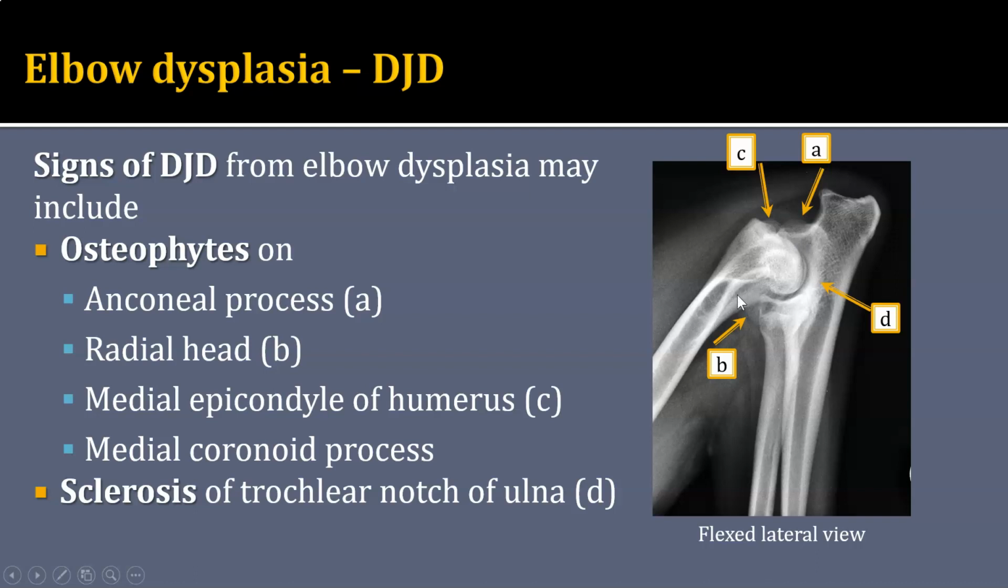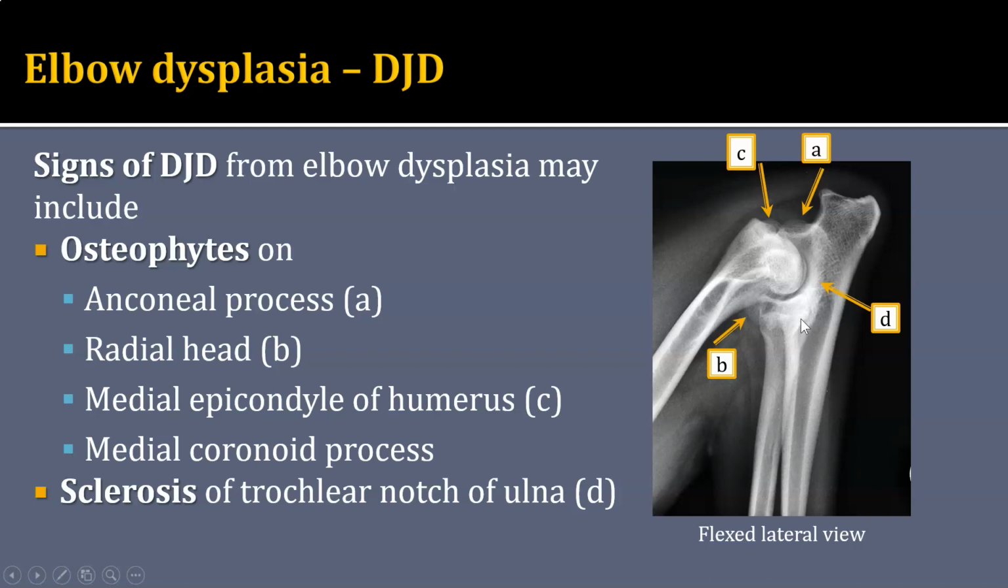We can also find osteophyte production on the radial head. So here's the radial head. Here's a large, smoothly marginated osteophyte, a little more challenging to see in this extreme flexed lateral. They will also develop osteophytes on the medial epicondyle of the humerus. So here is a smooth margin of the medial epicondyle, and here is osteophyte on the more distal aspect. And then, not evident on this view, we can look for osteophytes and changes on the medial coronoid process.